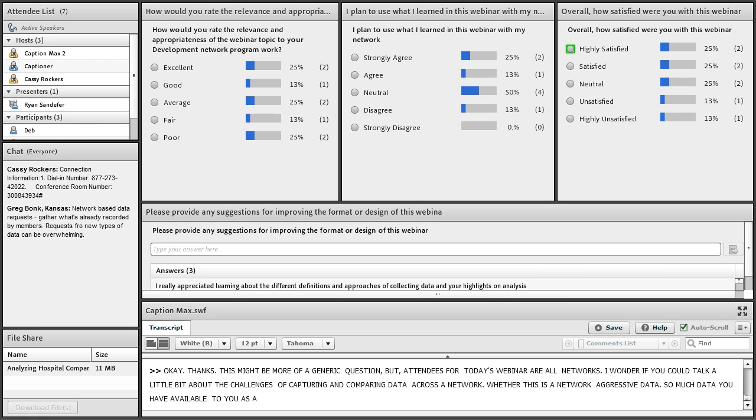David, you covered using Hospital Compare and some of that publicly available data. Do you have any other examples that you could talk about for using publicly available data to compare yourself to your peers?